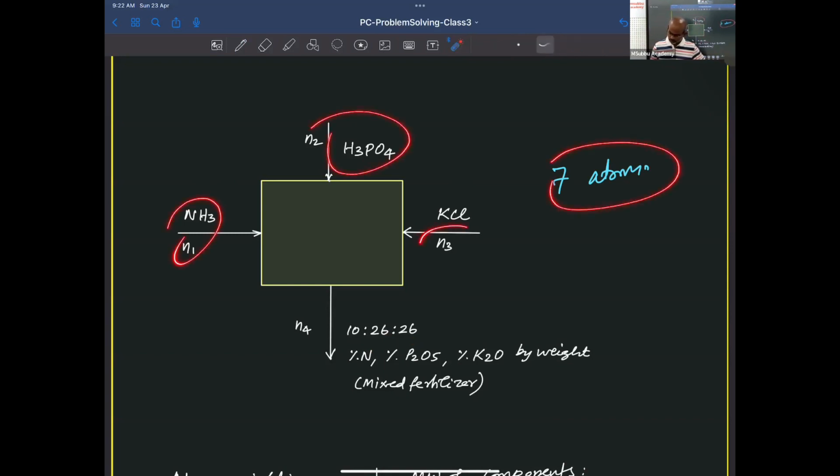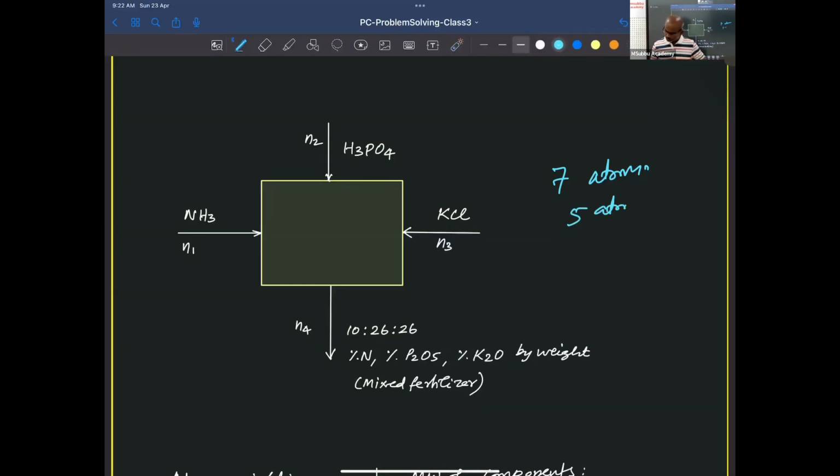If you know N1, N2, N3, in the product we have N, P, O. That means only 5 atoms for which we have the details in the product, which means we can only write 5 atomic balances. But is that required or not? How many balances are needed? What are all the things needed?